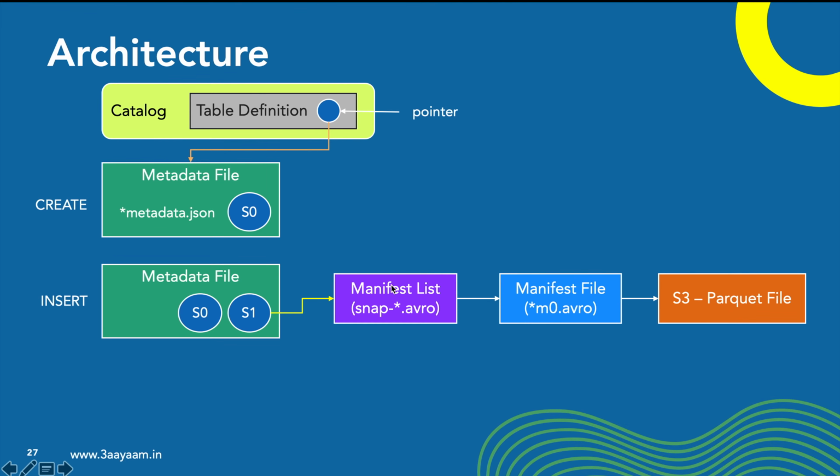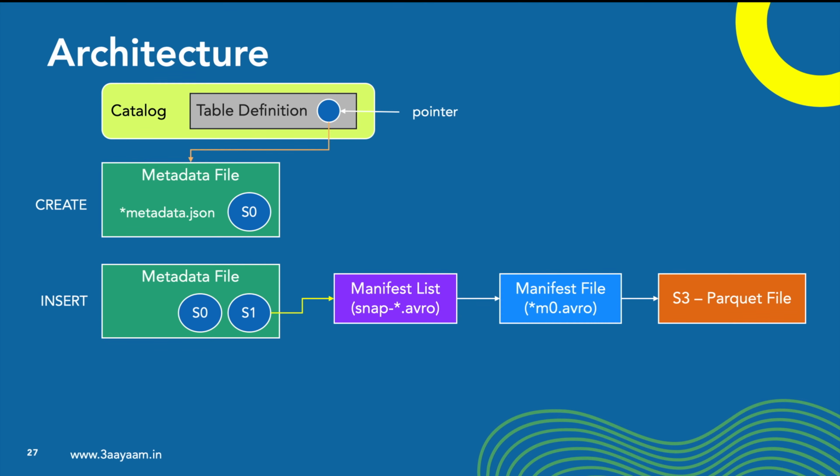But this snapshot in the metadata file would point to the manifest list, which would contain the list of the manifest files, which would contain the list of the data files, and these are the data files where actual data would be stored. But now if you see, this table definition earlier was pointing to the first metadata file. Now Iceberg has created a new metadata file which contains snapshot 0 and snapshot 1.